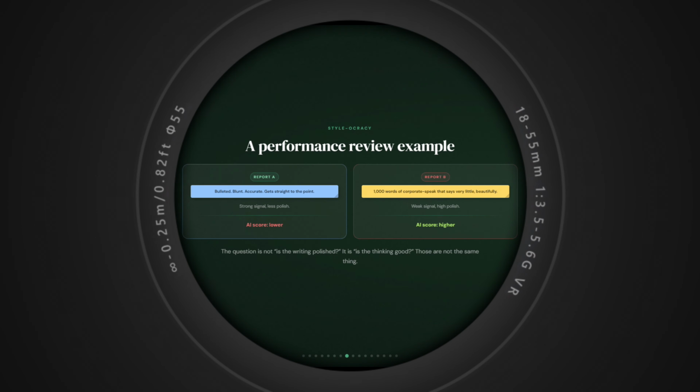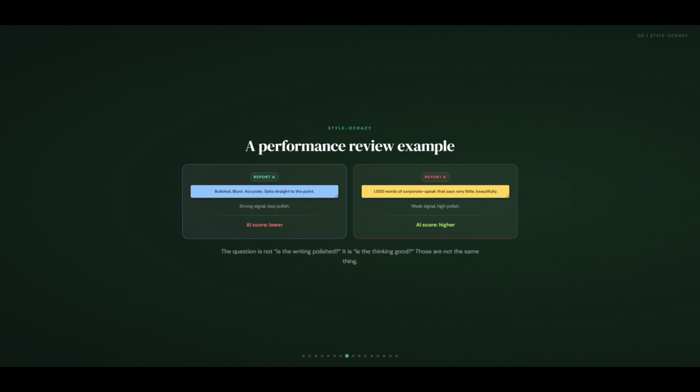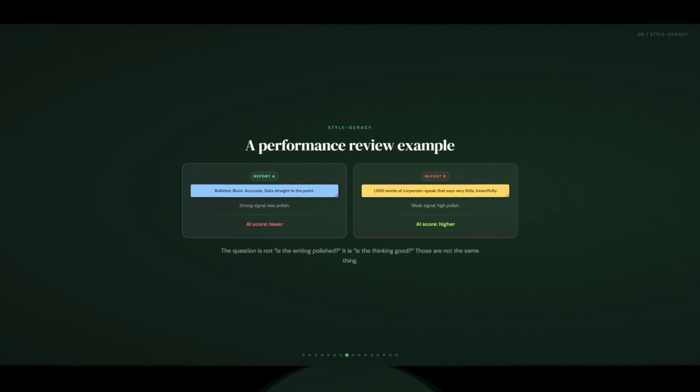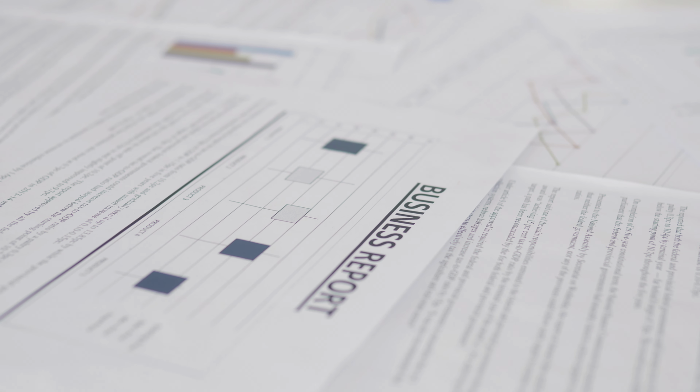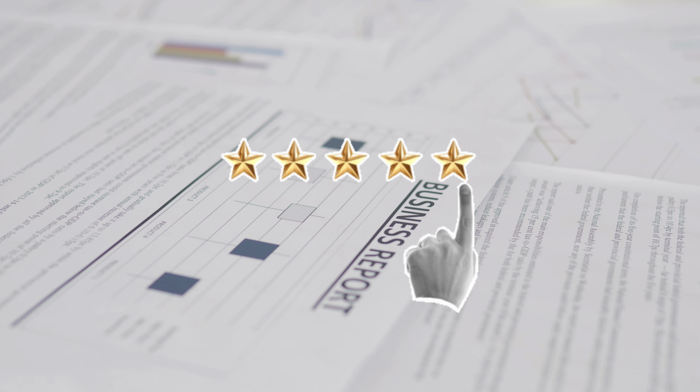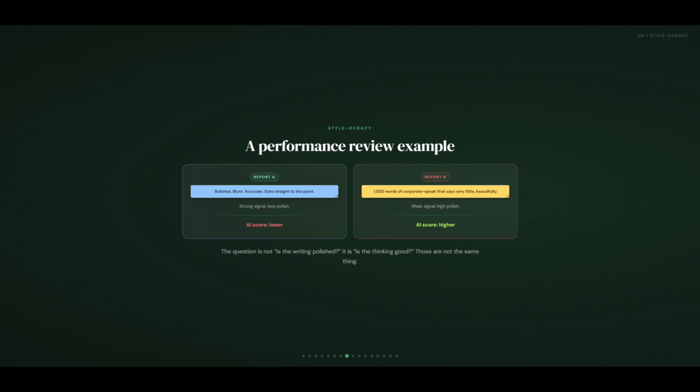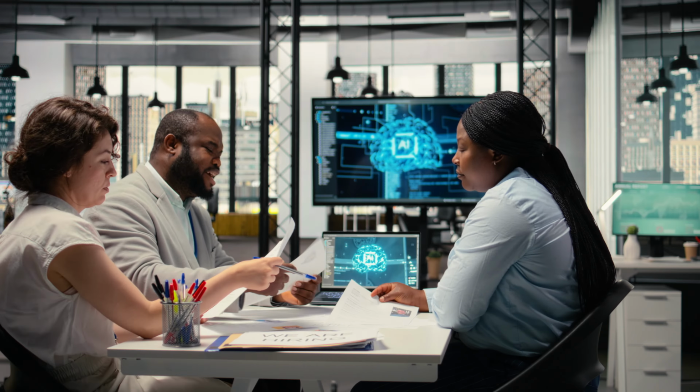Picture a performance review cycle. An engineer who speaks English as a second language submits a report. Bulleted, blunt, highly accurate, gets straight to the point. A colleague submits a 1,000-word corporate speak masterpiece that says very little, but says it beautifully. The AI scores this masterpiece higher. Every time. That's not a meritocracy, that's a styleocracy. And your organization is probably running one right now without realizing it.